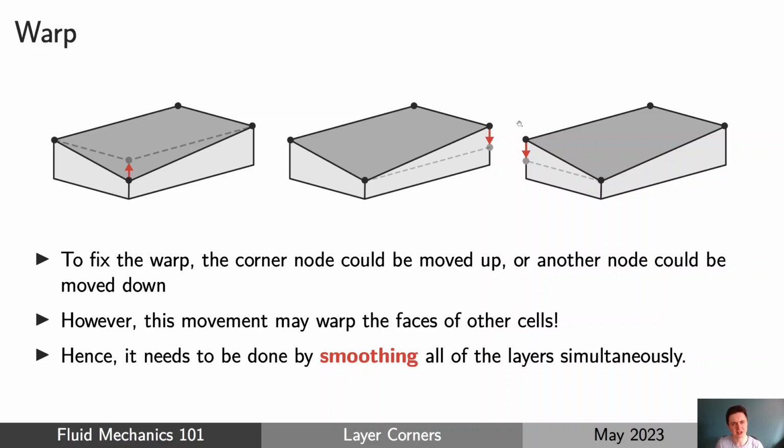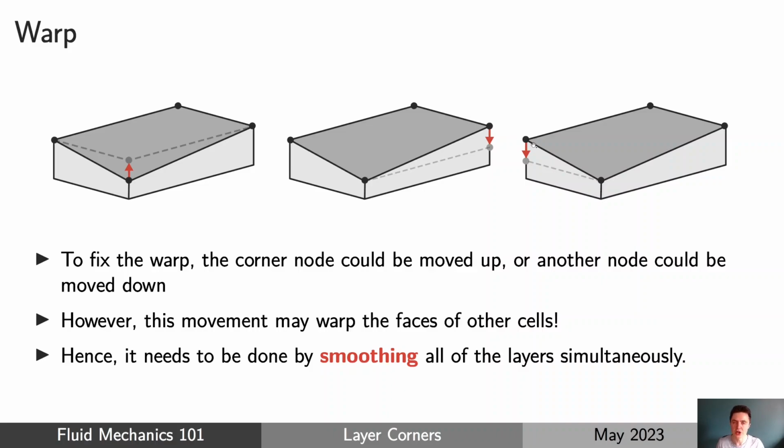But there's a slight subtlety here, which some of you might have picked up on: if you move this particular node to fix the warp in this face, this node, of course, will be connected to other cells as well. So this node is also connected to this face. It may also be connected to another cell on this side or another cell above it. So while we might be fixing the warp of this particular face, we might be accidentally warping another face when we move this node.